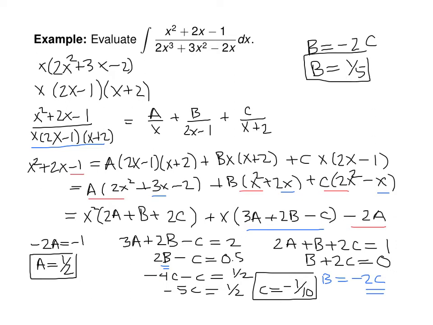And as you can see, most of the work is in finding these constants. The integration is not that much work. So now that we found A is 1/2, B is 1/5, and C is negative 1/10, our original integral is equal to an integral of 1/2 over x plus 1/5 over (2x minus 1) minus 1/10 over (x plus 2).